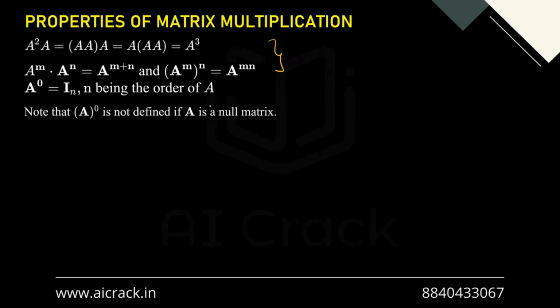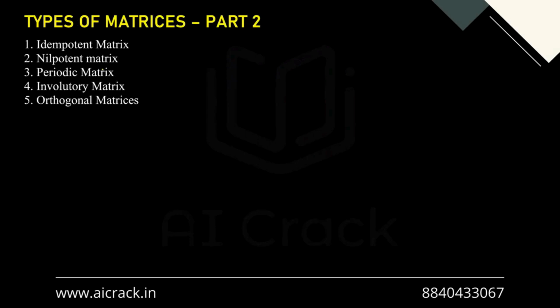Now the interesting part over here is A raised power 0 is not defined if A is a null matrix. So basically, if A is a null matrix, then we cannot define A raised power 0. But over here, A should not be a null matrix, and then A raised power 0 would become an identity matrix. Okay. Now, since we have understood basic properties of matrices in case of both multiplication and addition, now let's try to look at some different kinds of matrices.